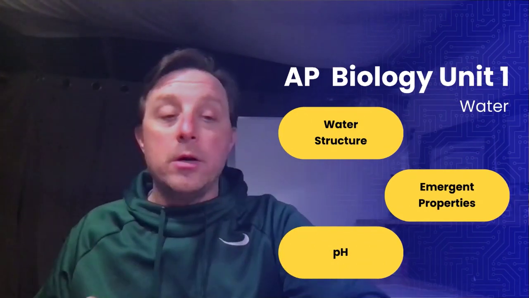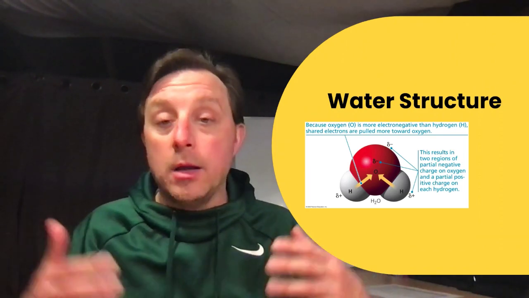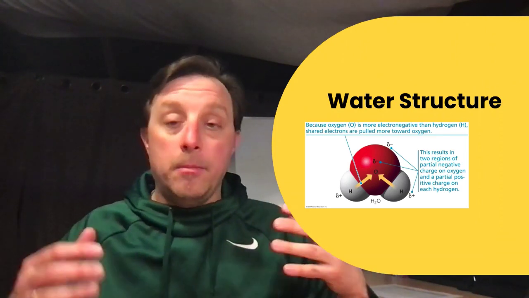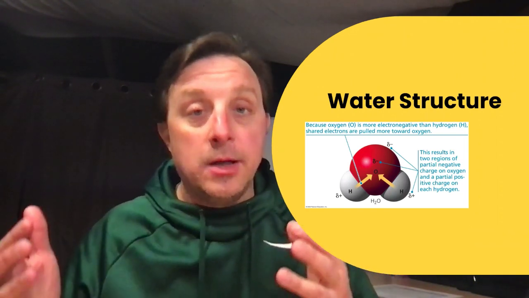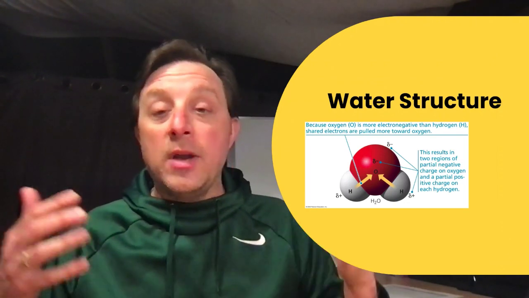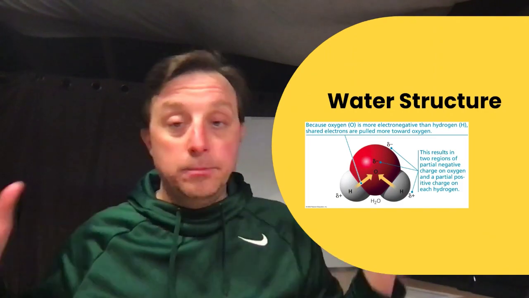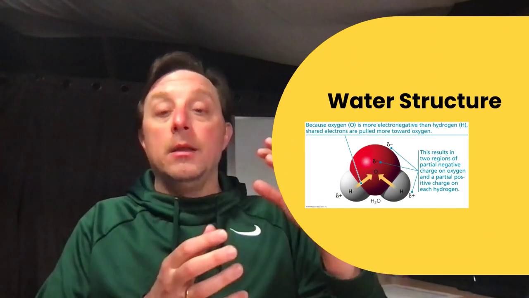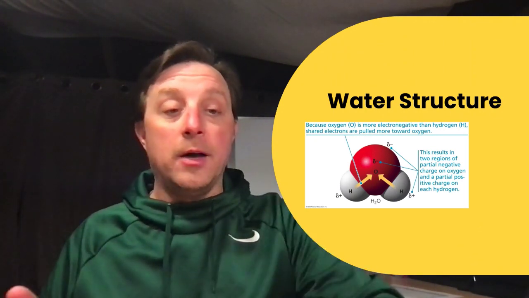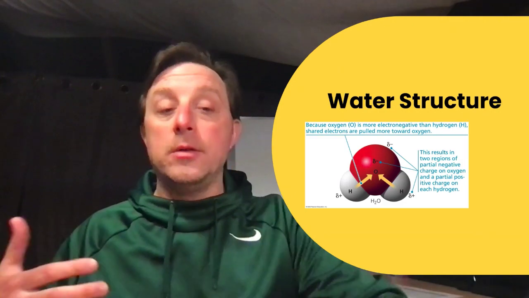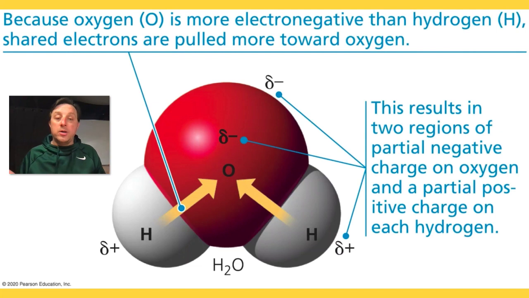Okay, so water structure. Water is, of course, H2O, right? 2 hydrogen atoms covalently bound to 1 oxygen atom. Remember, oxygen is highly electronegative, so it's going to be pulling on those electrons, pulling them away from the hydrogen atom, right? Not strongly enough to ionize and form an ionic bond, but strongly enough that the electrons are going to spend more time around the oxygen atom than around the hydrogen atoms.